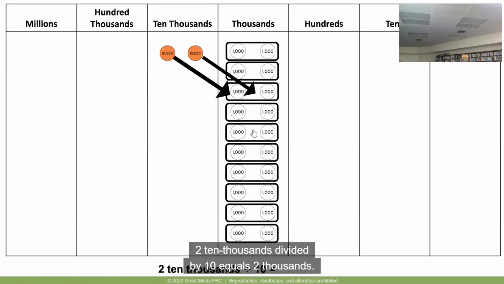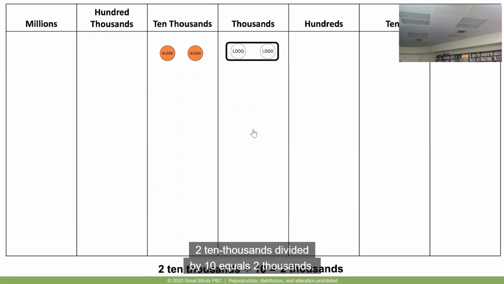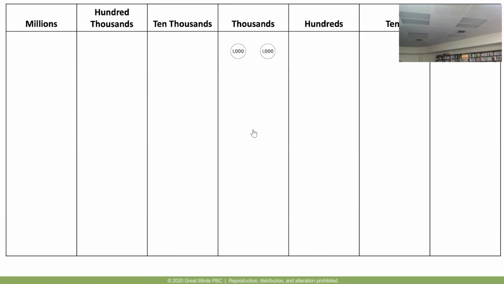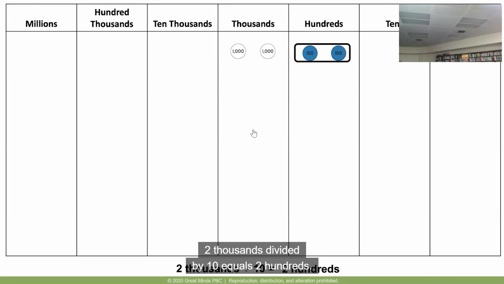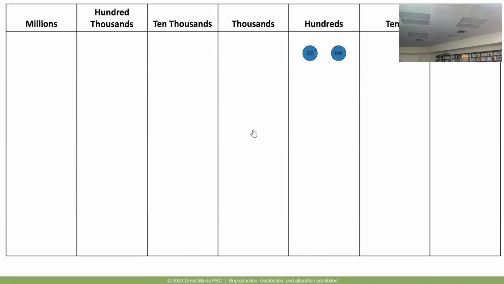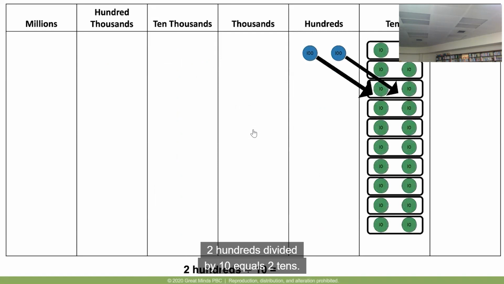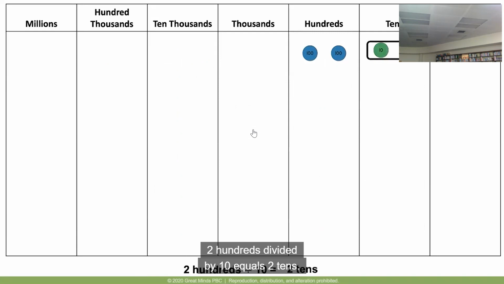2 ten thousands divided by 10 equals 2 thousands. 2 thousands divided by 10 equals 2 hundreds. 2 hundreds divided by 10 equals 2 tens.